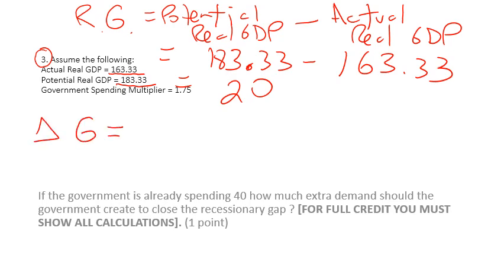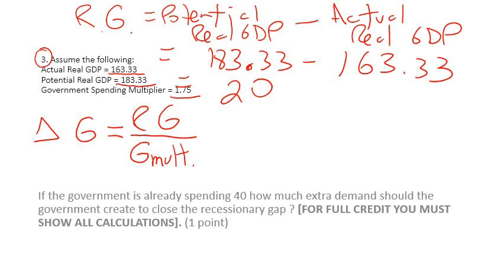Calculate the change in G. So how do we calculate the change in G, government spending? We take the recessionary gap and divide it by the government spending multiplier, which we're given as 1.75. You will later discover that this is the simple fiscal policy multiplier. I'll develop that further.